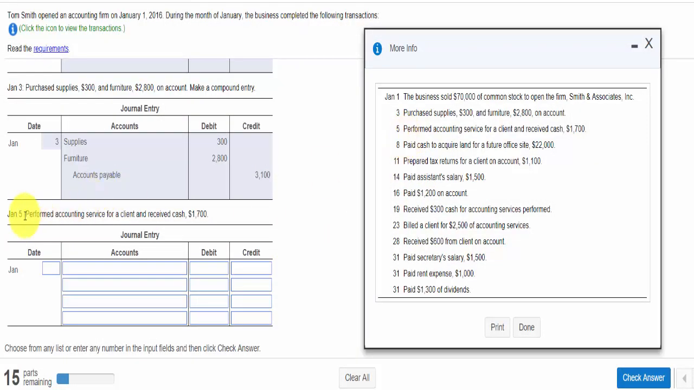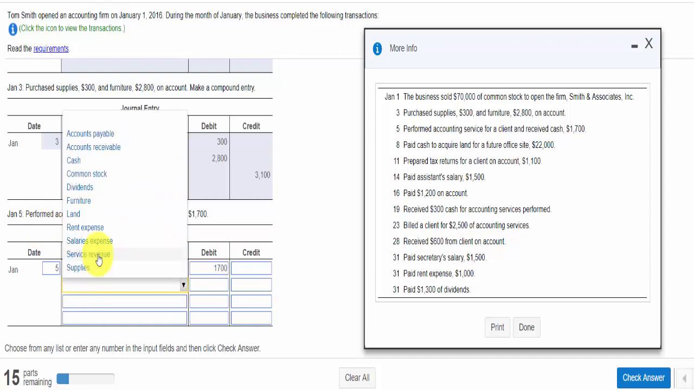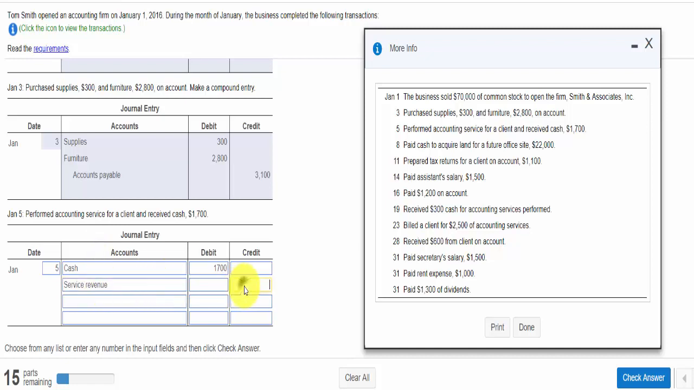On January 5, perform accounting service for a client and receive cash 1700. What does it mean? It means Tom Smith performed a service for the client, generated revenue for the business, and received cash. Receiving cash increases the cash account, and performing the service for a client is revenue. An increase in revenue is always credited. So we check this entry.